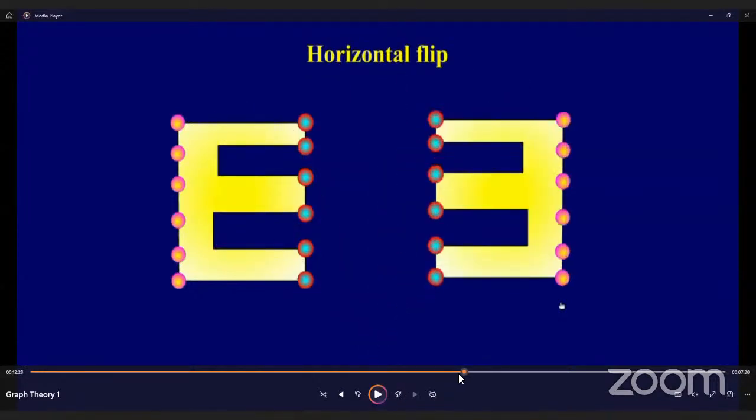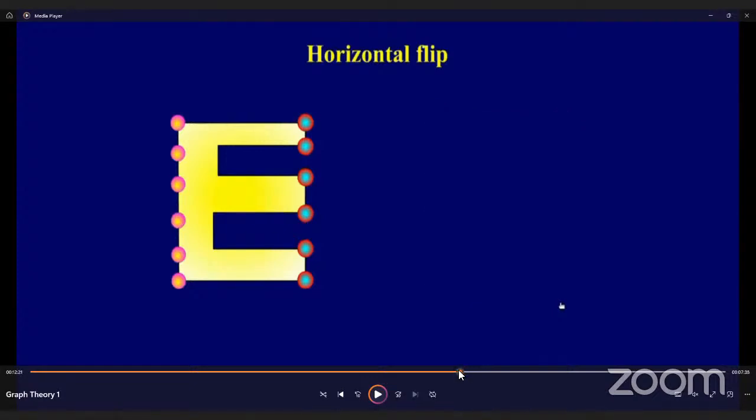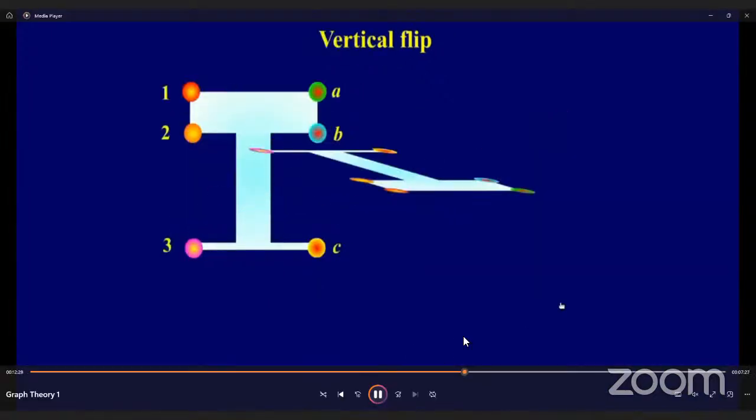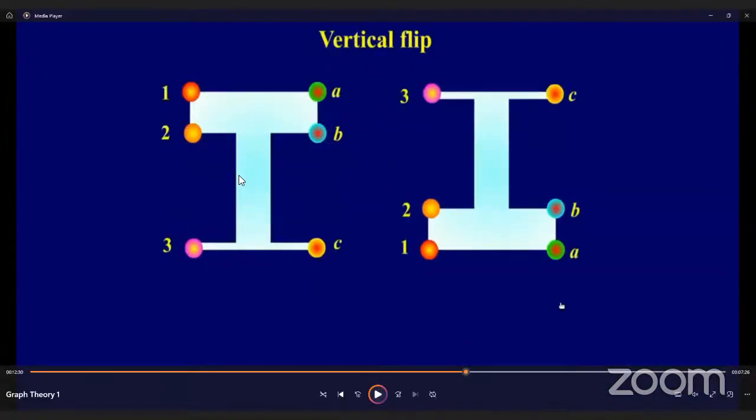Like that. So again, that is the flip horizontal. The right wall has now become the left wall, and the left wall has become the right wall. And then you can also flip vertically. So the top one becomes the bottom one, and the bottom one becomes the top one.